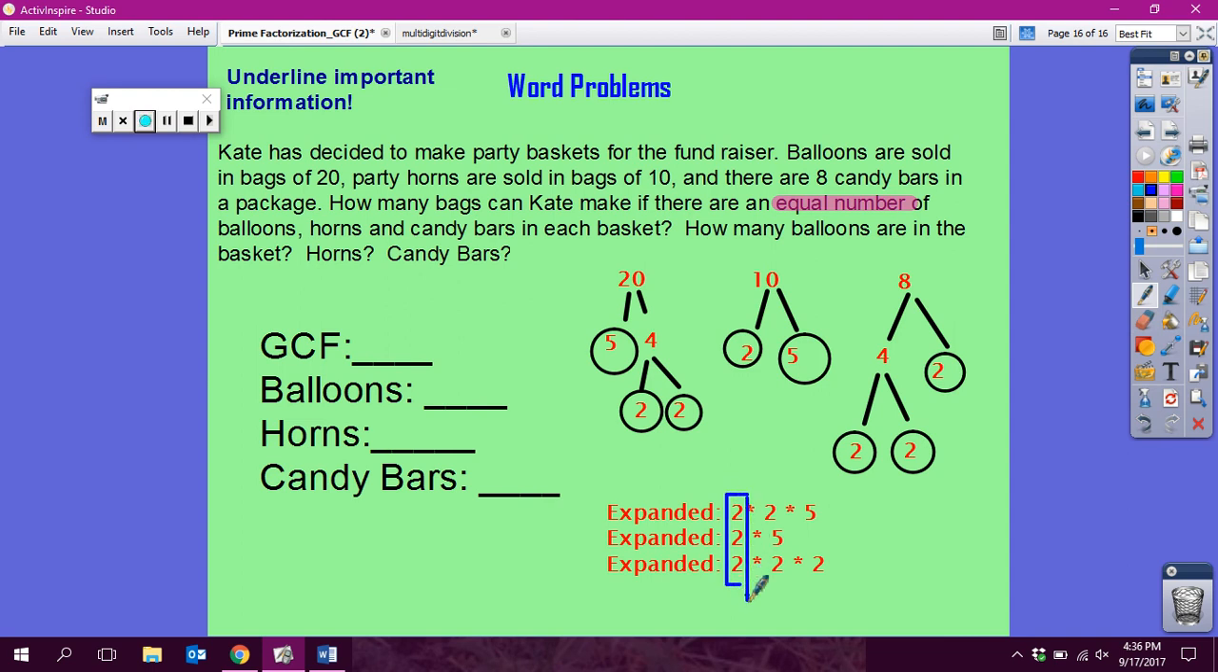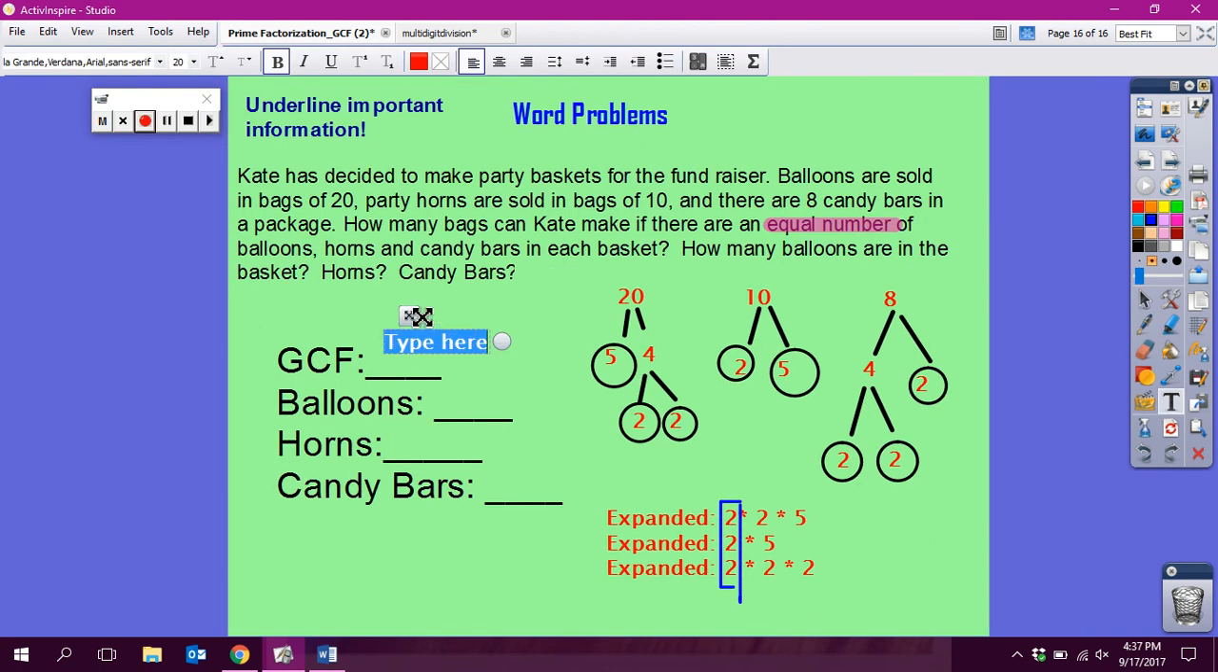Okay, so looking down the line at the other expanded forms, what I can tell is that 20 has a 2 and 8 has a 2, but there is not a third 2 here for 10. So they do not all 3 have that in common. And again, we've got a 5 in the 20 and a 5 in the 10, but there is no 5 here in the 8. So the only thing they have in common is a 2, which means that their greatest common factor is 2. Okay, and that's going to be 2 baskets. Because remember, we want to include units here, guys.